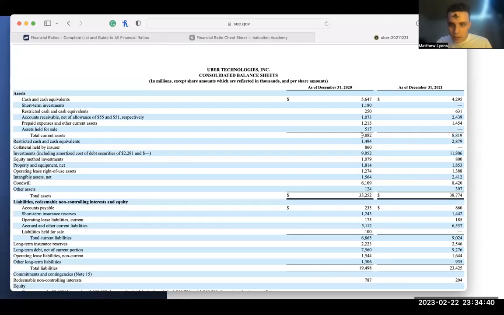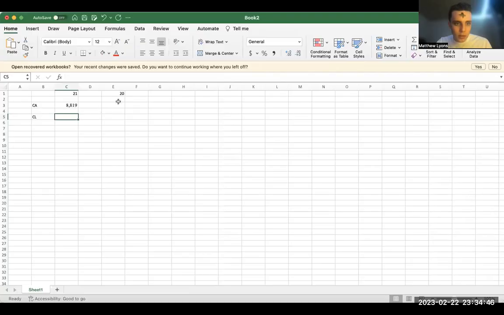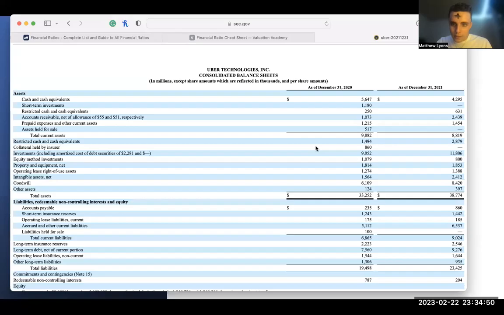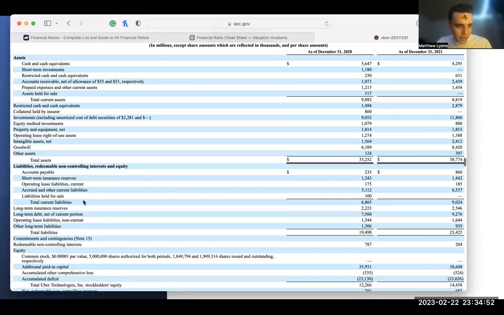Now let's also take their current assets. Again, right here is our current assets from 2020. Pop that into Excel. I love Times New Roman font. That's the best font. All right, total current liabilities. Whoa, none?